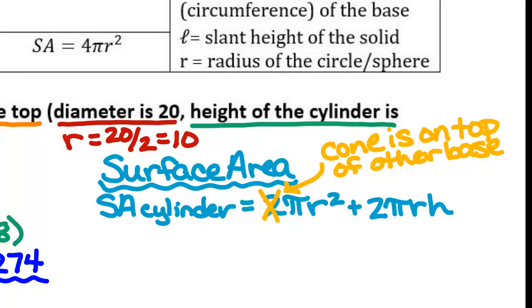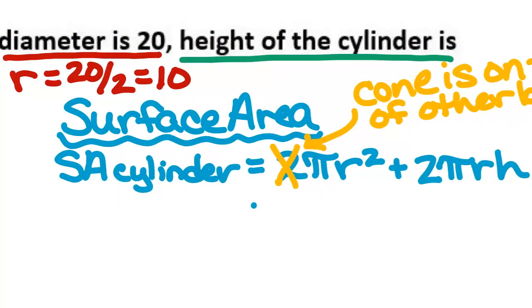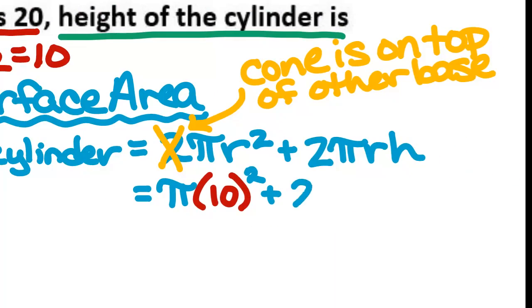So just 1 base here. All right, so pi times my radius of 10 squared plus 2 pi times my radius of 10 times my height of 8.